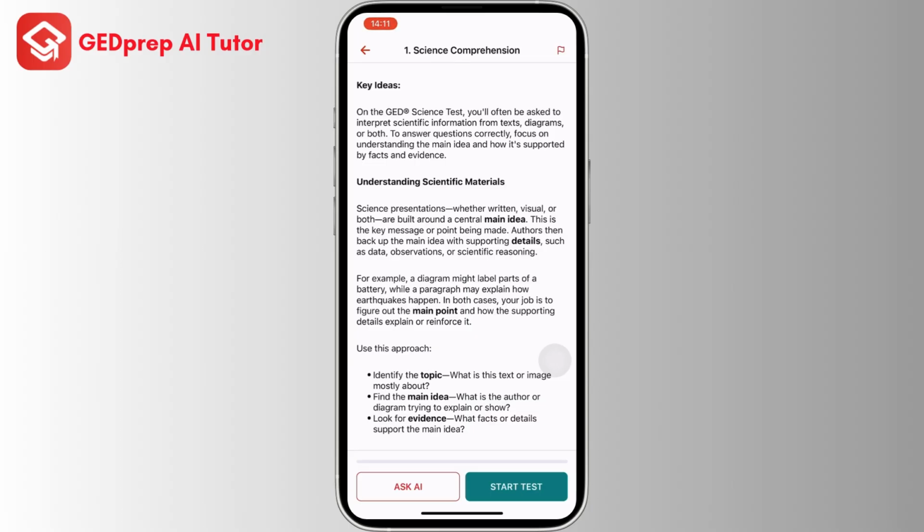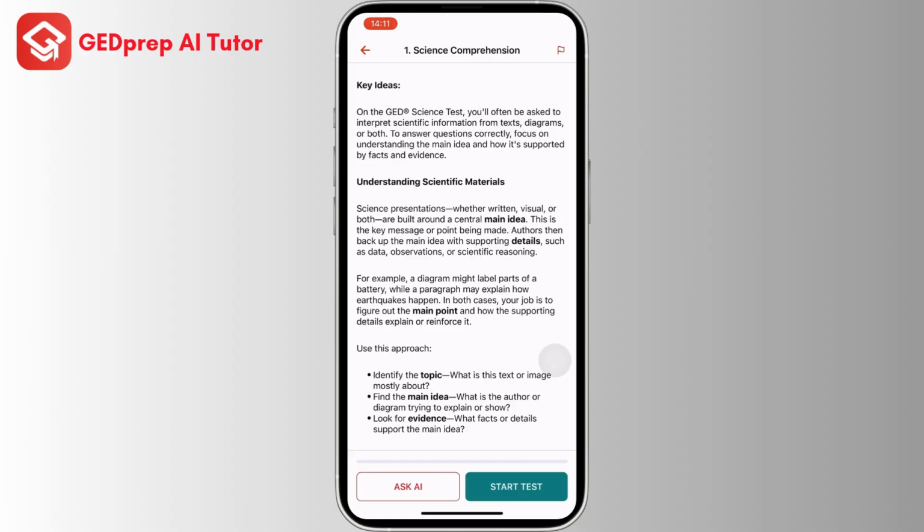On the GED science test, most questions will ask you to do two things. First, figure out the main idea. What is the key point being explained? Then, look at the supporting details. What facts, data, or observations are used to back up that point?